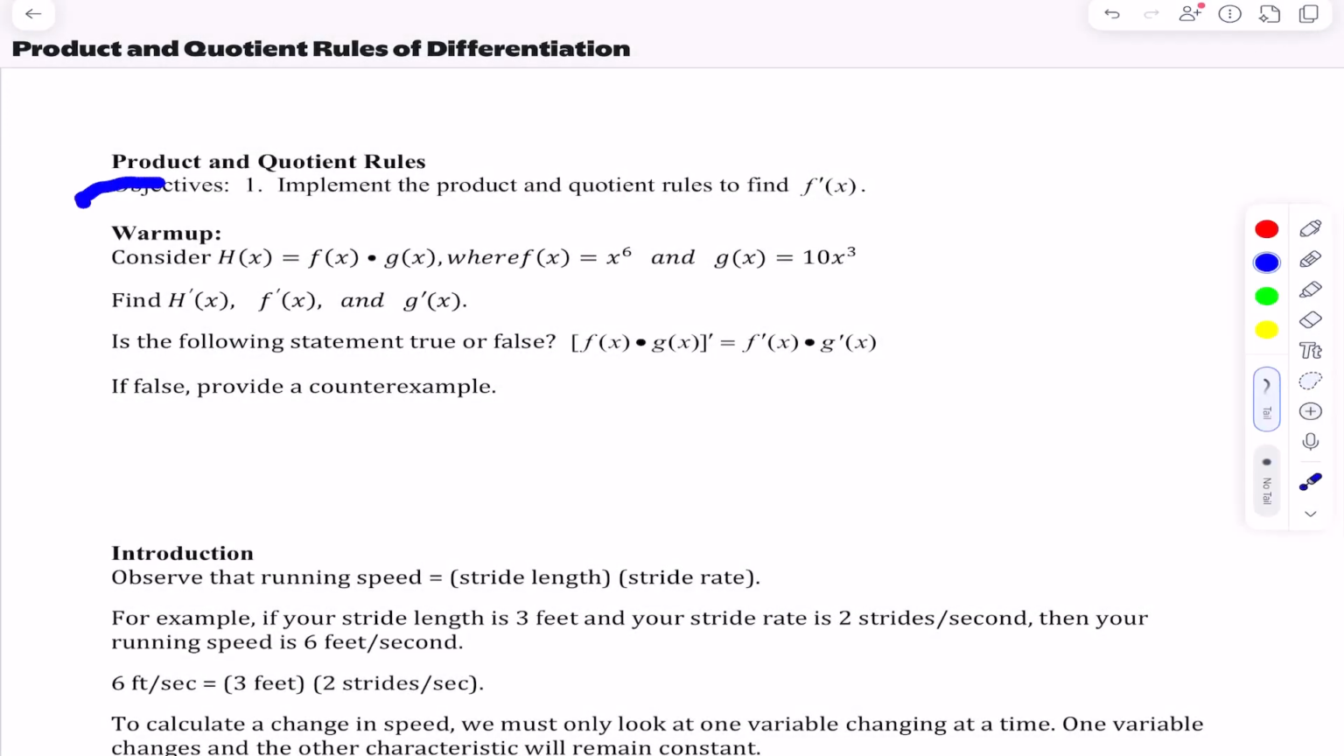Let's take a closer look at the product and quotient rules of differentiation. The objective is to implement the product and quotient rules to find a new derivative function.